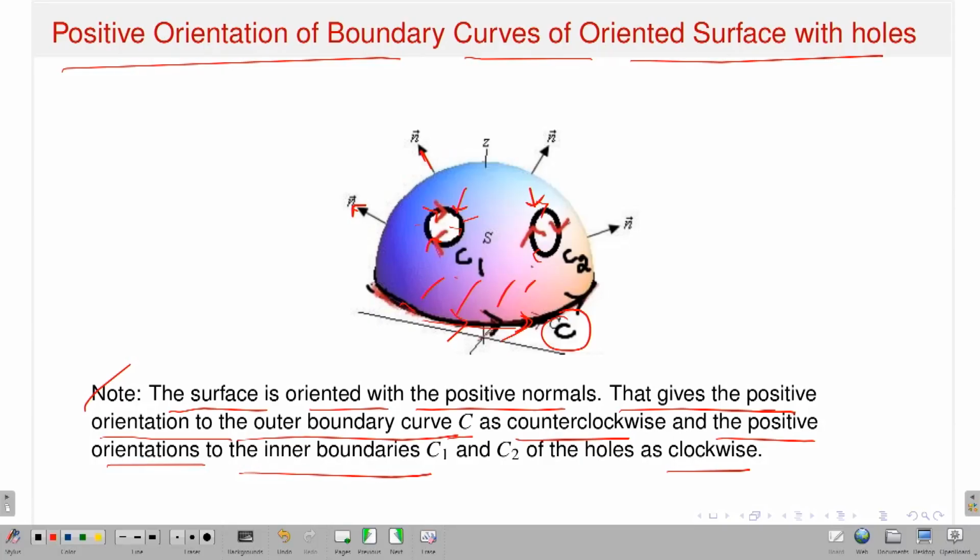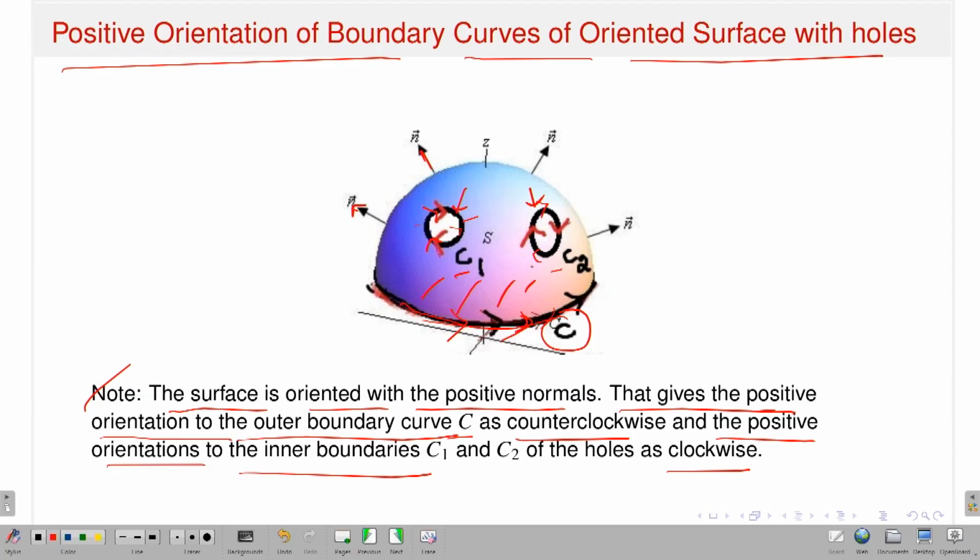If that is the case, then I will say that the orientations of the surfaces induce a positive orientation on the boundary curves. In this boundary curve C, if I move along anti-clockwise or counterclockwise, that means my surface is on the left-hand side, so it will induce a positive orientation. However, for these two boundary curves C1 and C2, I have to go in the clockwise direction, then only will my surface be on the left-hand side and induce a positive orientation. So that's exactly what I have written.